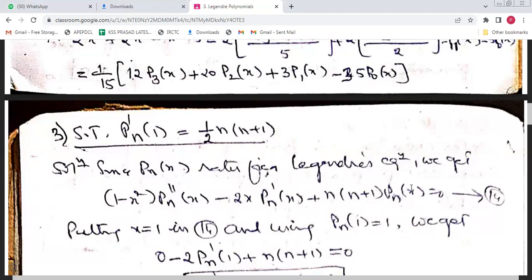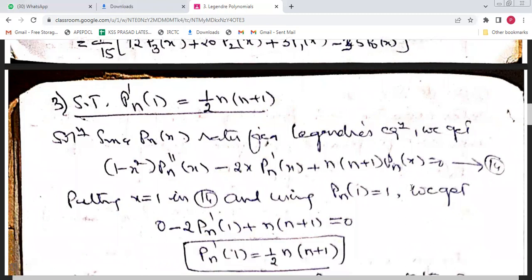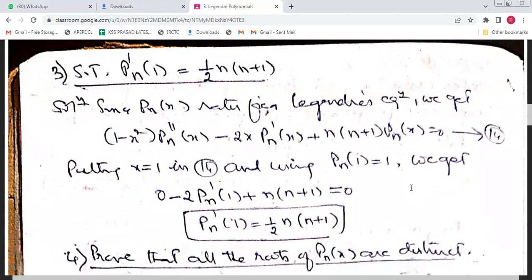So this becomes minus 2 times Pn dash at 1 plus n into n plus 1 equal to 0. Therefore, Pn dash at 1 becomes equal to half of n into n plus 1. I hope that is clear.